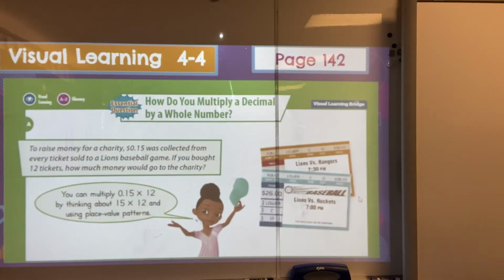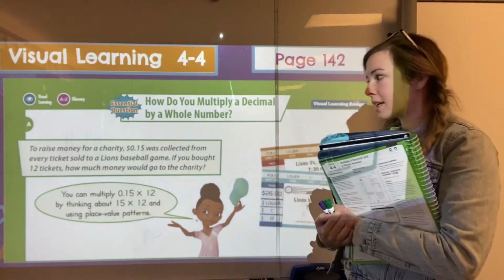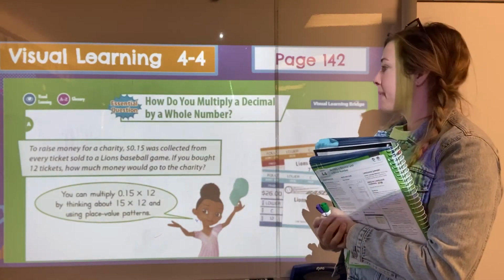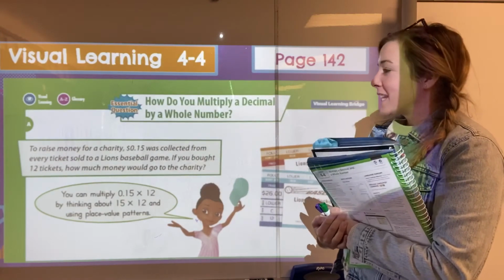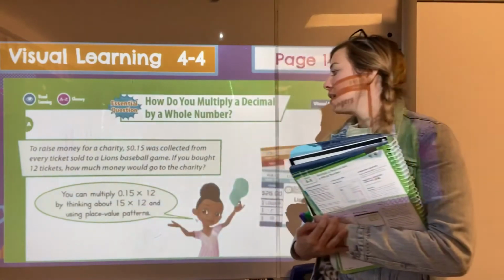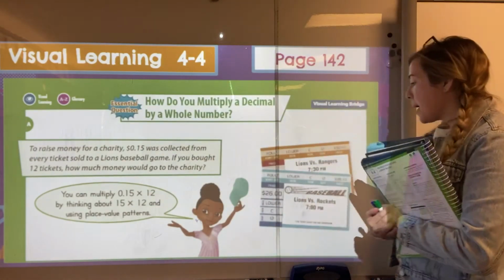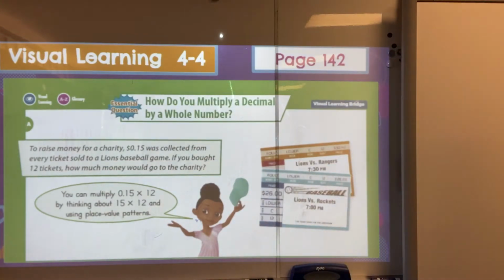So to raise money for a charity, 15 cents was collected from every ticket sold to a Lions baseball game. If you bought 12 tickets, how much money would go to charity? So you can multiply 15 hundredths times 12 by thinking about 15 times 12 and using place value patterns. So let's see how they did that.